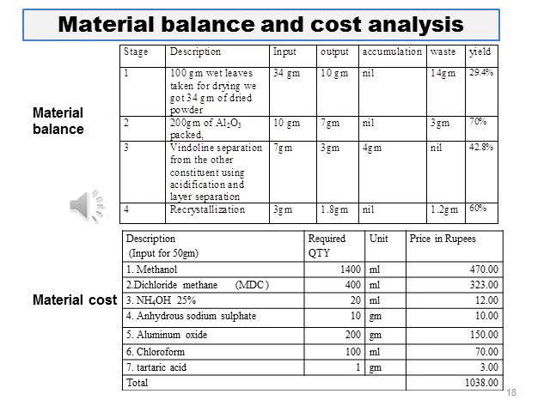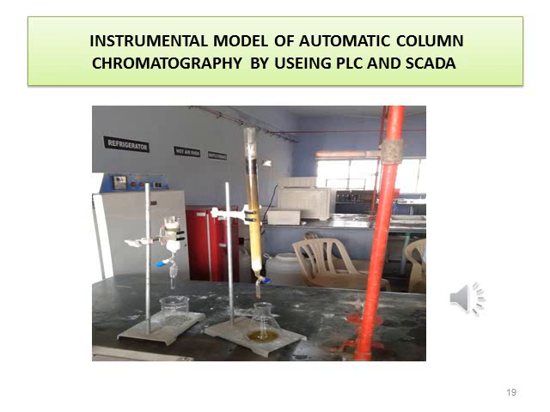Material cost. We have the chemical list which is used in this process. Overall chemicals we used totally 1038 rupees per gram. Instrumental model of automatic column chromatography by using PLC and SCADA. PLC means programmable logic controller. We use the PLC software for developing the instrumentation model.